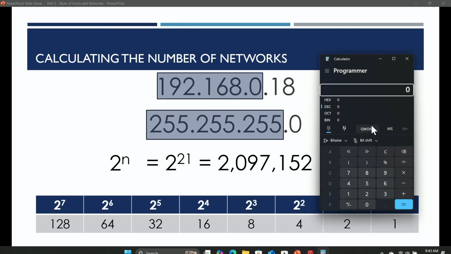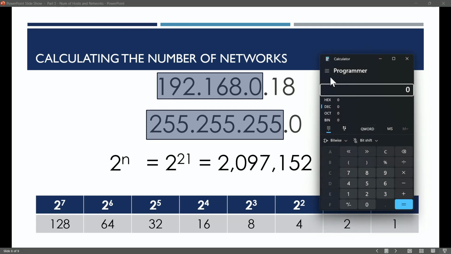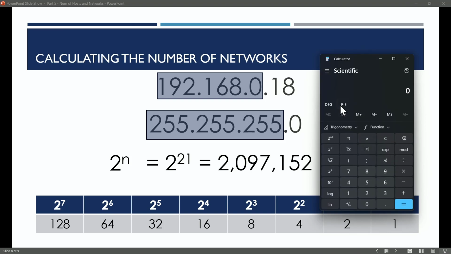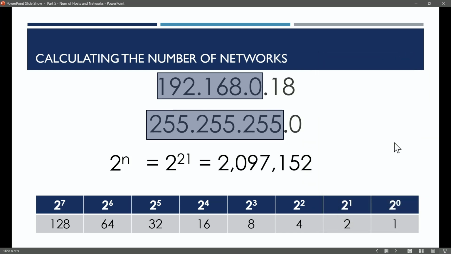Now, as you know, we would need a calculator to figure this out, so this is something that we would not be asked about in an exam environment unless they provide us with a calculator. So let's just prove this real quick. I'm going to say 2 x to the y, 21, equals, and sure enough, it's 2,097,152. So we take the number of bits that we have for network addressing, and we just plug that into the 2 raised to the n power formula.